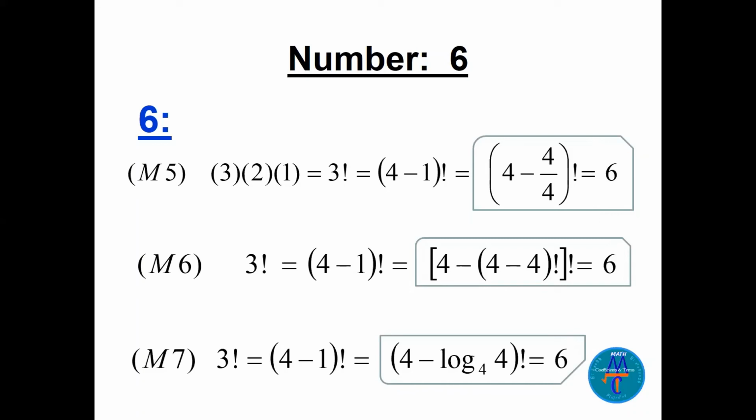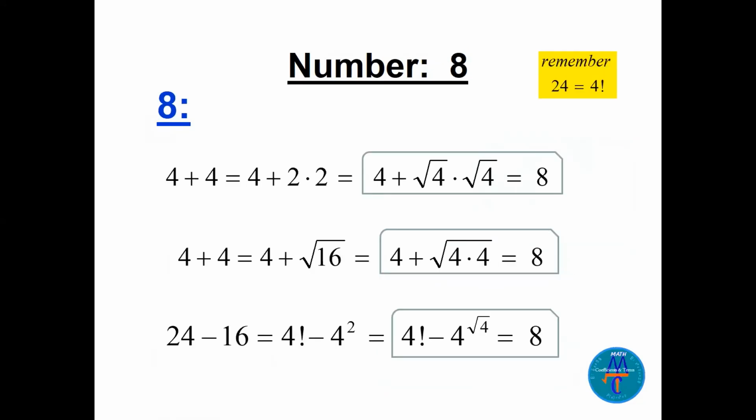3 ways, which is method 5, method 6, method 7. Look at the trick here. 4 minus 1. See, this is the same all. 4 minus 1 factorial. 4, I leave it. The 1, I can write 4 over 4. I can write 4 minus 4 factorial inside. See, 4 minus 4 factorial, which is 0 factorial, which is 1. So 4 minus 1. Or I can write, instead of the 1, log base 4 of 4. So this is the 6.